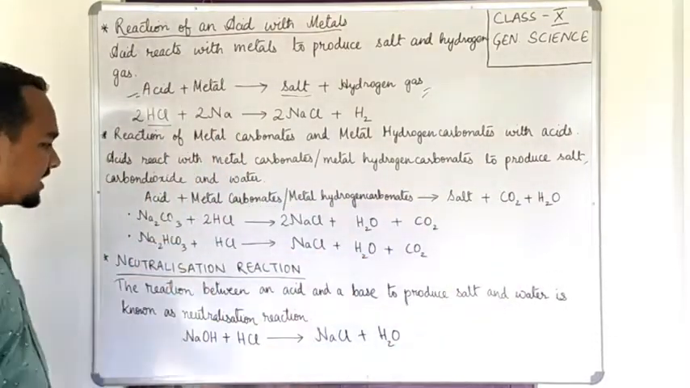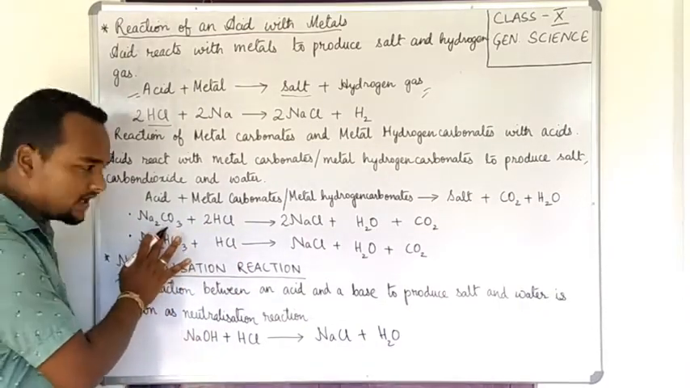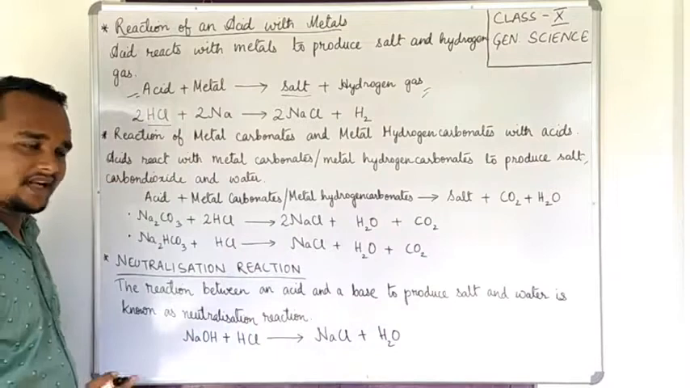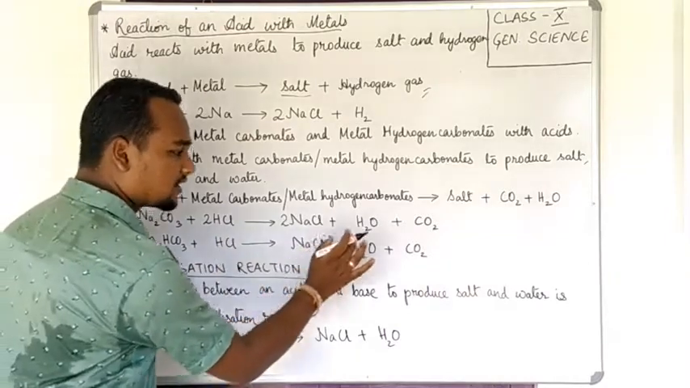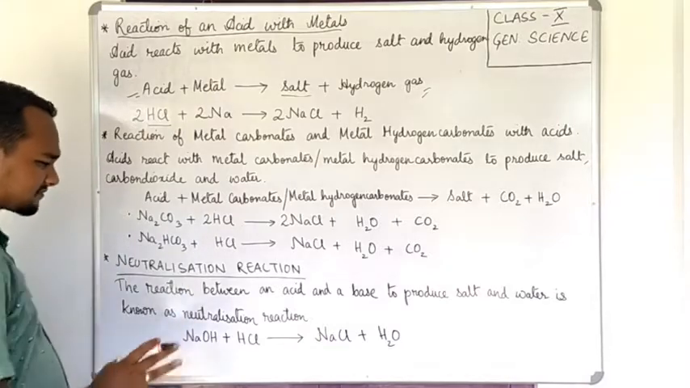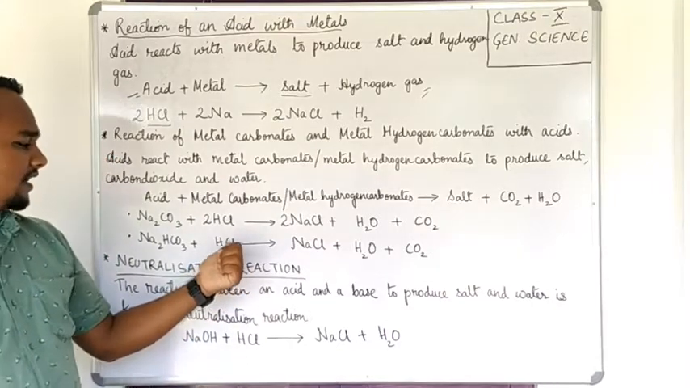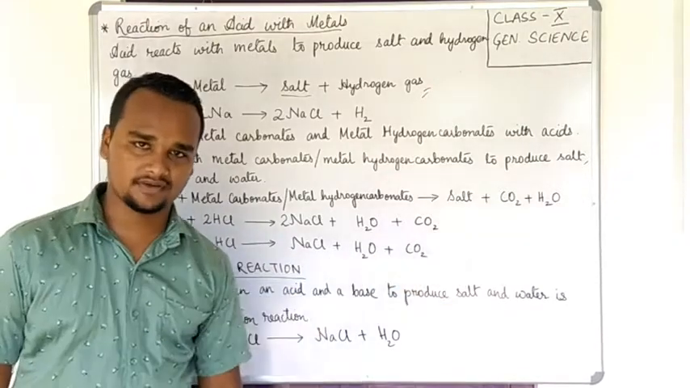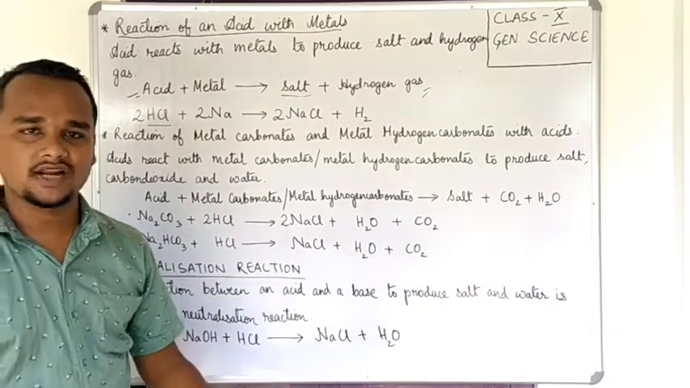Here I have written the reaction: Na2CO3 plus HCl. Sodium carbonate is a metal carbonate, and it reacts with acid to produce salt, water and carbon dioxide. Let us see the reaction between a metal hydrogen carbonate and acid. Metal hydrogen carbonate reacts with acid to produce salt, water and carbon dioxide. Here, this is the metal hydrogen carbonate, sodium hydrogen carbonate, NaHCO3, which reacts with HCl, hydrochloric acid, to produce sodium chloride, water and carbon dioxide. So this is the reaction of metal carbonate and metal hydrogen carbonate with acids.